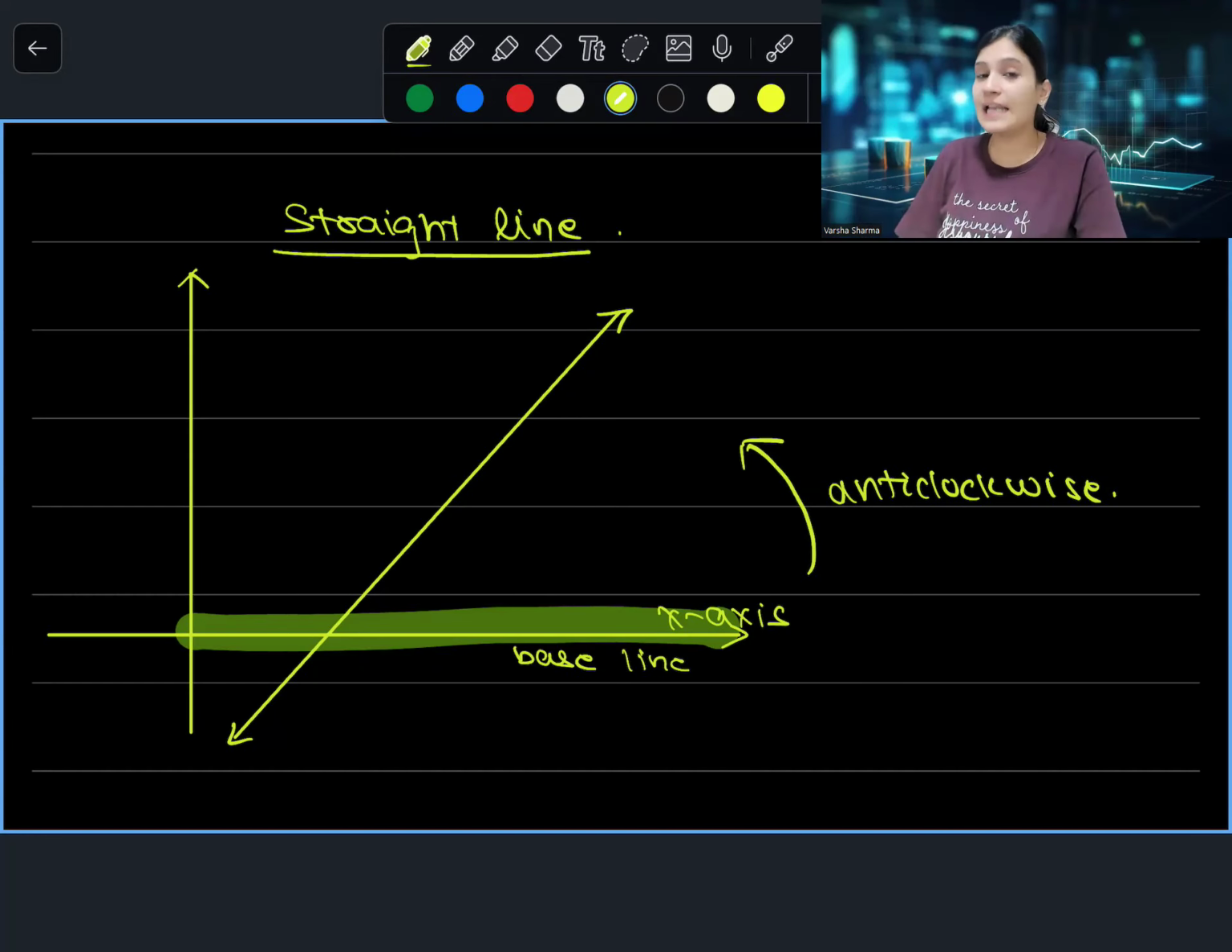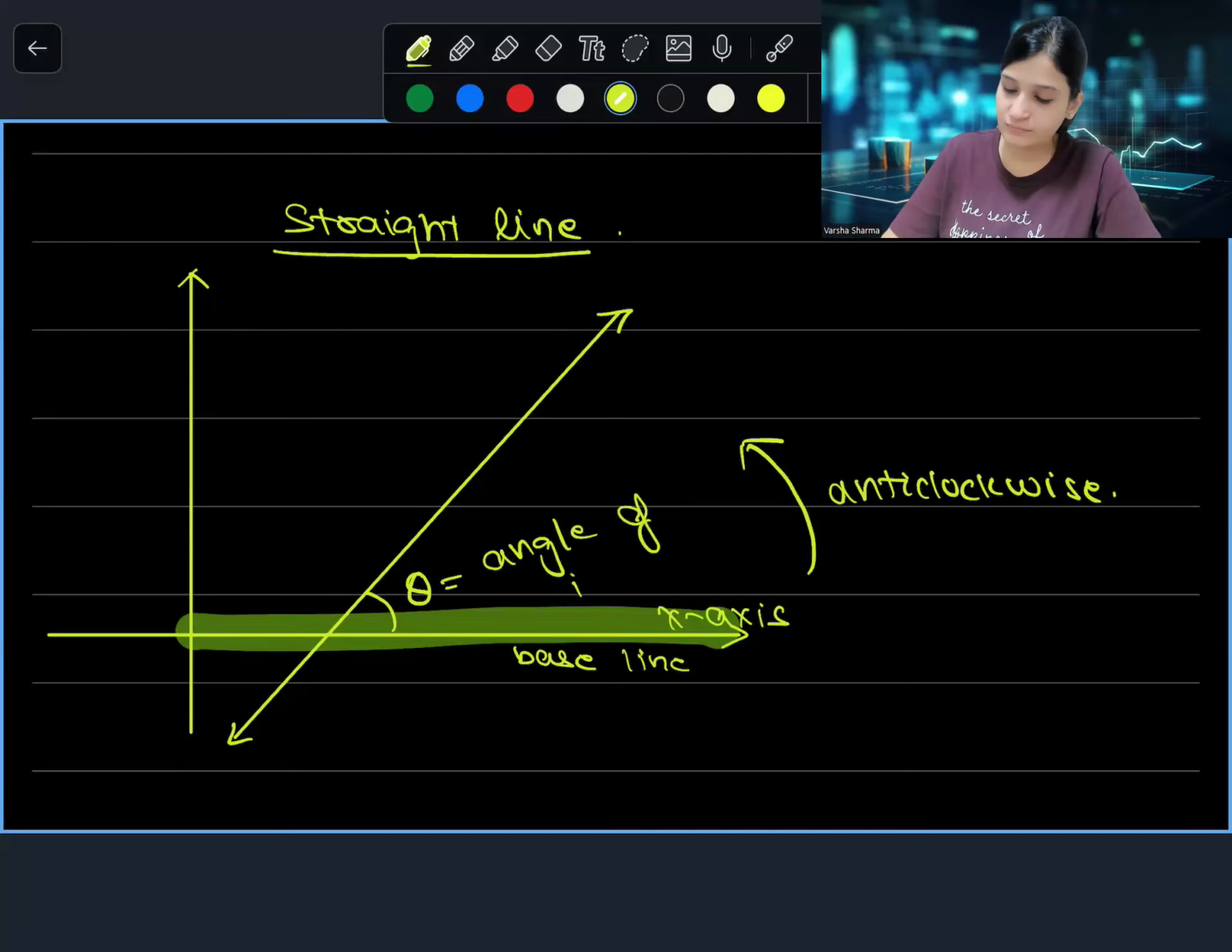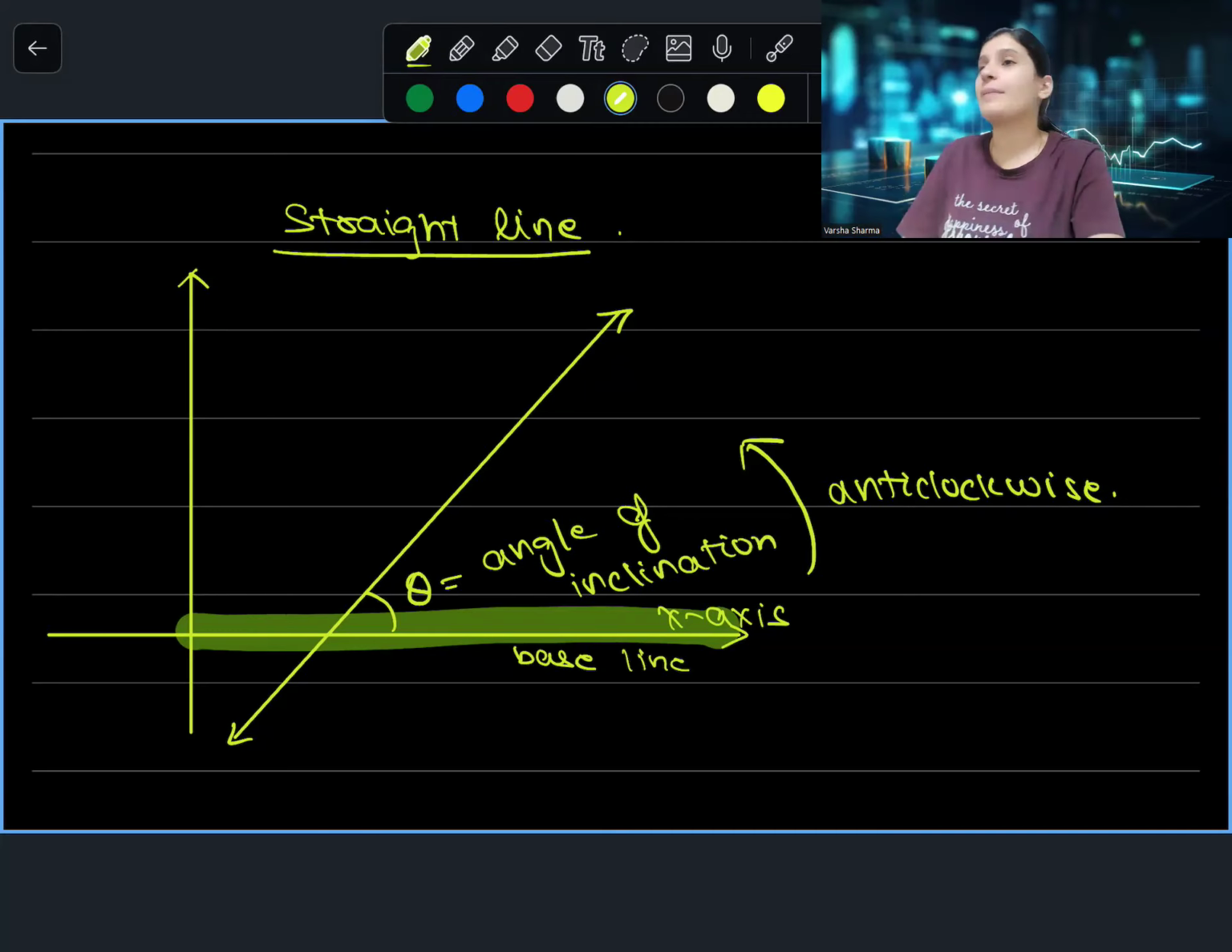Okay? Now this line makes an angle here with the positive side of x-axis in the anti-clockwise direction. This is known as angle of inclination. So every line will have some angle. Okay, we are only bothered with the x-axis angle. If it is parallel to x-axis, it will make 0 degree. If it is perpendicular, it will make 90 degree. Okay, so no matter how the line is, it will always form an angle.